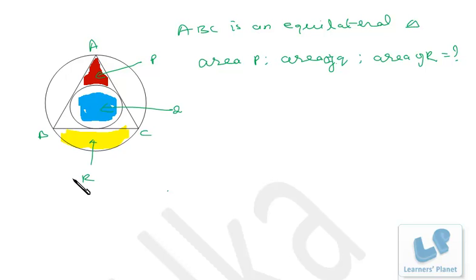Now the first thing that we have to observe is, since this is an equilateral triangle, this area will be equal to this area, will be equal to this area, right? Similarly, this area will be equal to this area, will be equal to this area. So what is the strategy that we are going to use over here? See, to find out this area of the circle, that's okay. But to find out this area, what we can do?